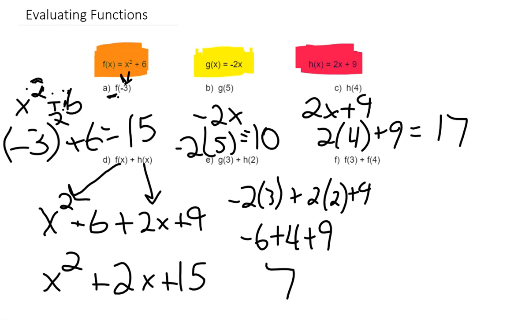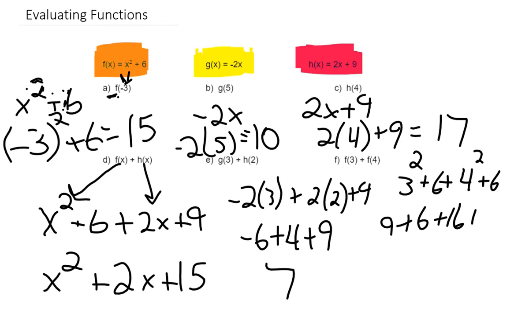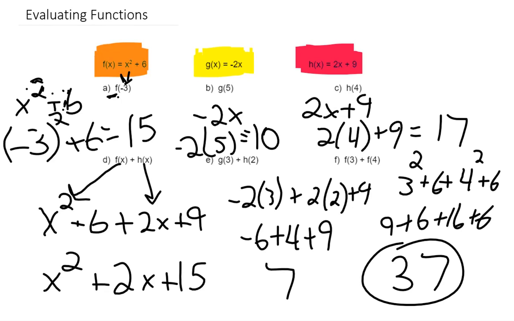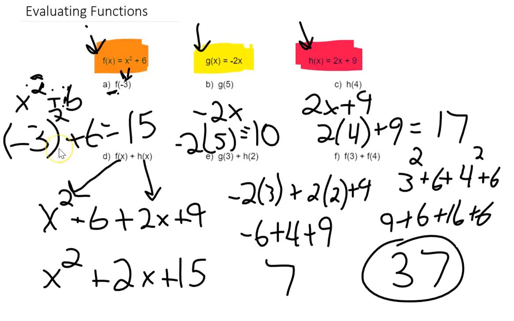Then my last one is f of 3 plus f of 4. F of 3 is going to be 3 squared plus 6. F of 4 is 4 squared plus 6. I'm adding those two, so I would have 9 plus 6 plus 16 plus 6, which is 37. So it's not overly complicated. You just have to know what function you're using. Am I using f? Am I using g? Am I using h? And then what am I plugging in? Am I plugging in a number, or am I just continuing to use a variable?